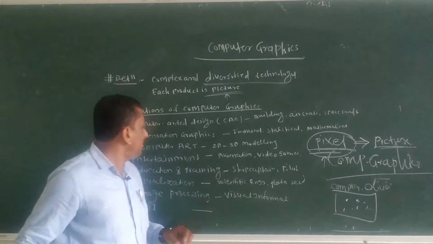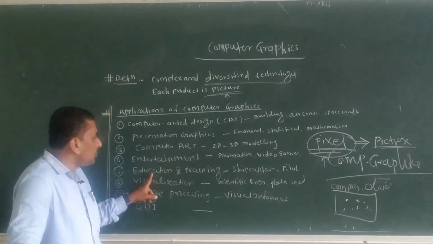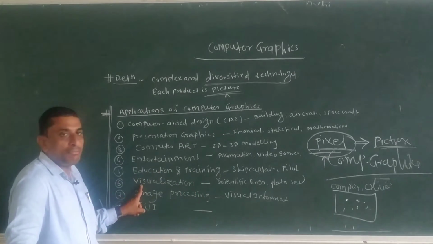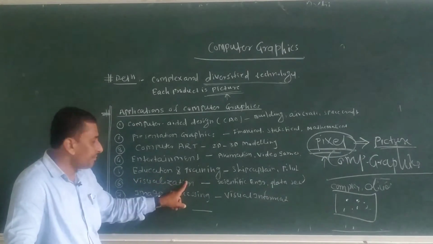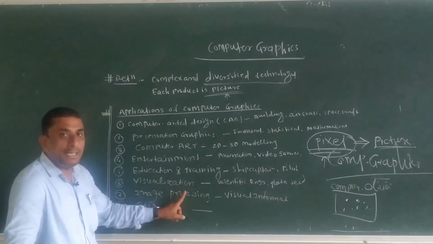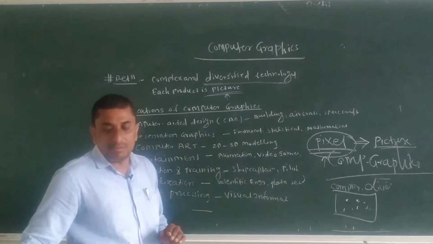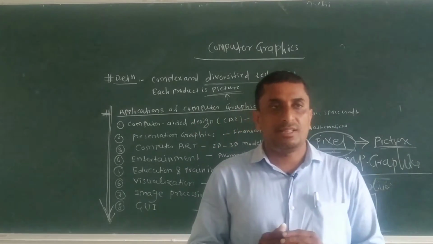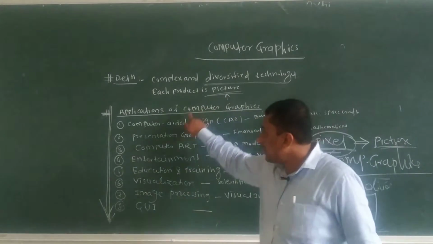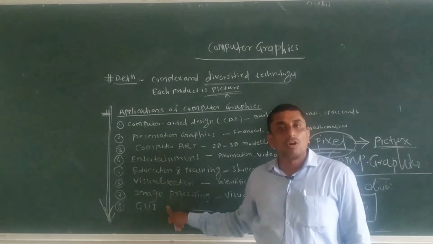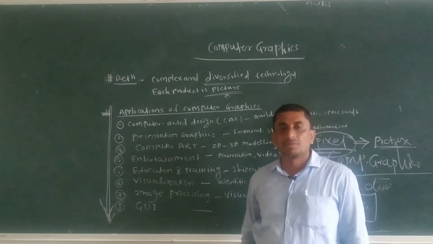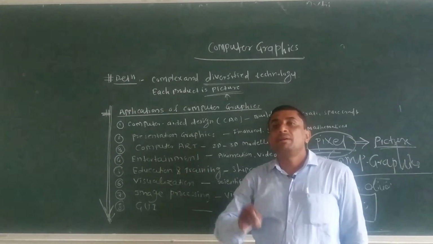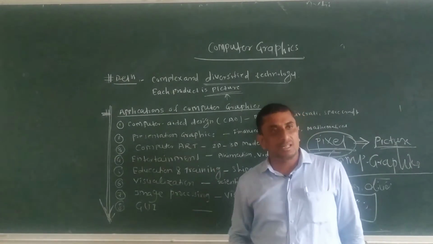The next is education and training purposes. Next, the sixth one we are implementing is visualization. Next is image processing, and the last one is the GUI, that is the graphical user interface. So all these are the different applications of computer graphics, the different areas where we are implementing the concept of computer graphics.